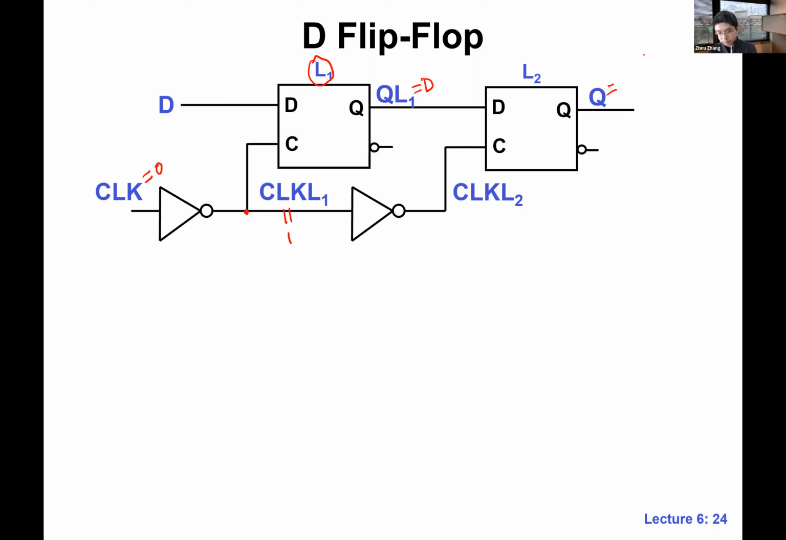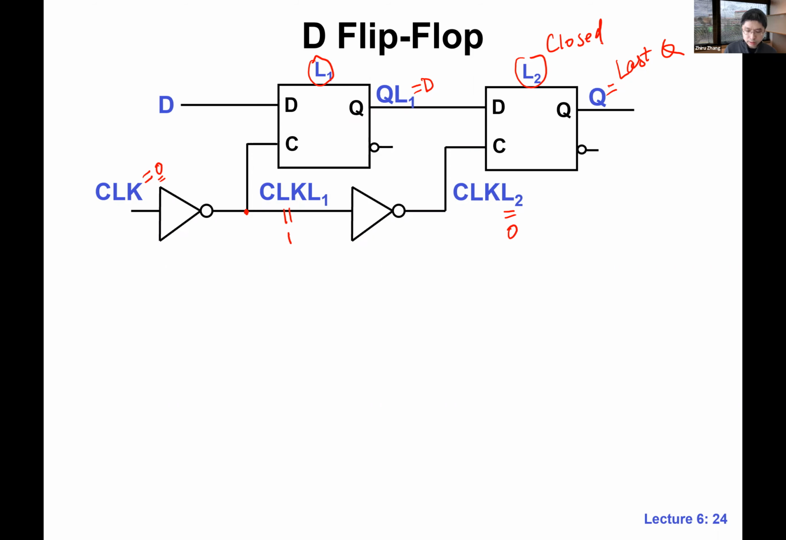What is Q? Yes, unfilled. It's basically the last Q, right? Because when clock is 0, clock L2 is 0, right? We're going through two inverters here, and this latch is closed. Make sense? So when clock is low, we only propagate D through the first door, through the first latch.